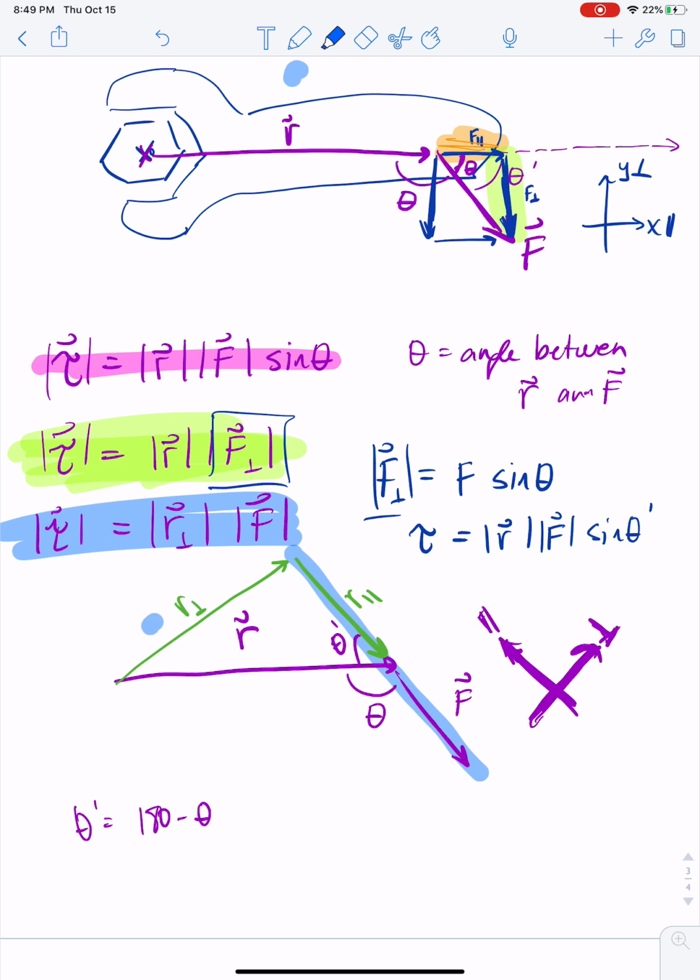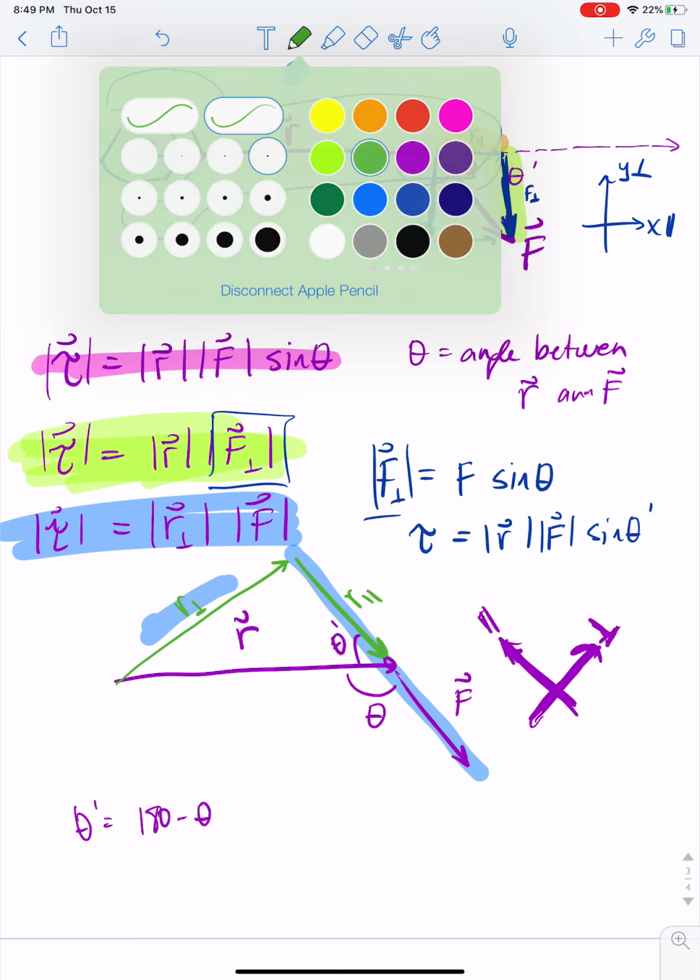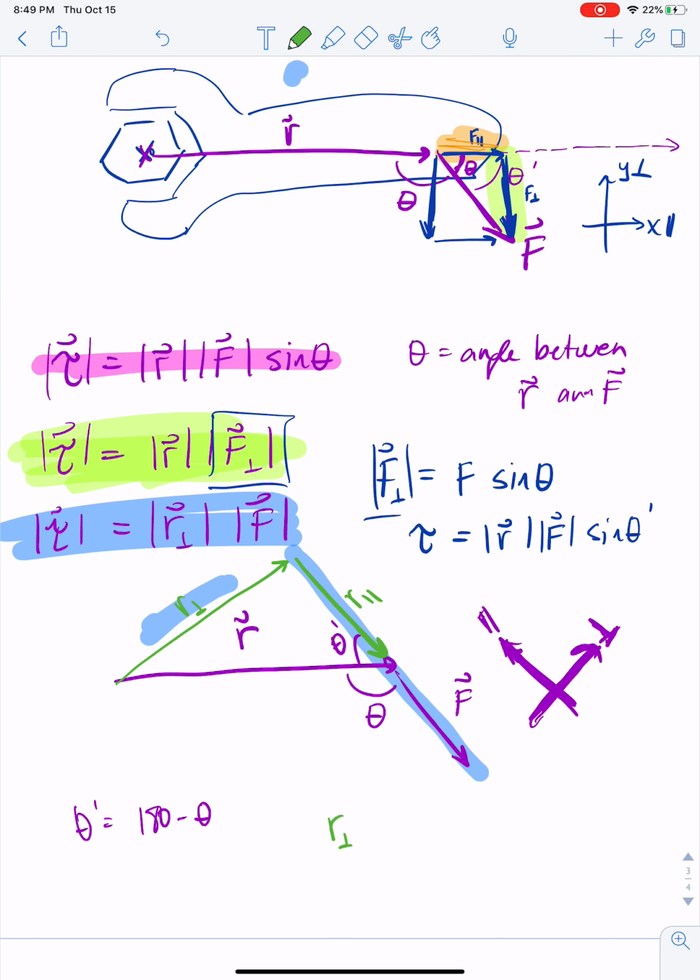So now I want to find this R perpendicular component, and I can find that R perpendicular is R sine theta prime. Again, because it's opposite of my angle, okay?